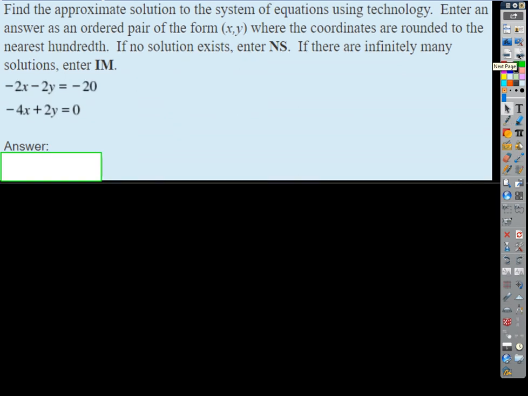So let's look at a way that we could go back and, when are we out of here? 10 after? Oh, I got all kinds of time. Never mind. So we'll get this.